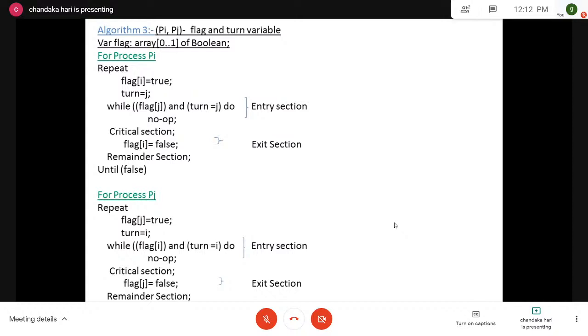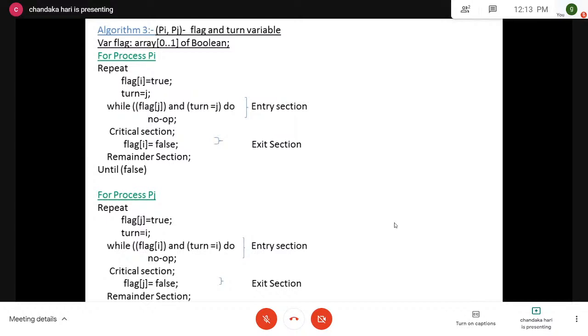Now, to check condition 2, that is progress requirement, and bounded waiting. For the second one, progress requirement: I am always giving first priority to the processes that are trying to enter into the critical section. Process PI makes turn equal to J, which implies PI is giving first priority to the processes already trying to enter into the critical section. Similarly, process PJ is also making turn equal to I, so process PJ is giving first priority to process PI, which is already trying to enter into the critical section. So condition 2 is satisfied, and then bounded waiting.